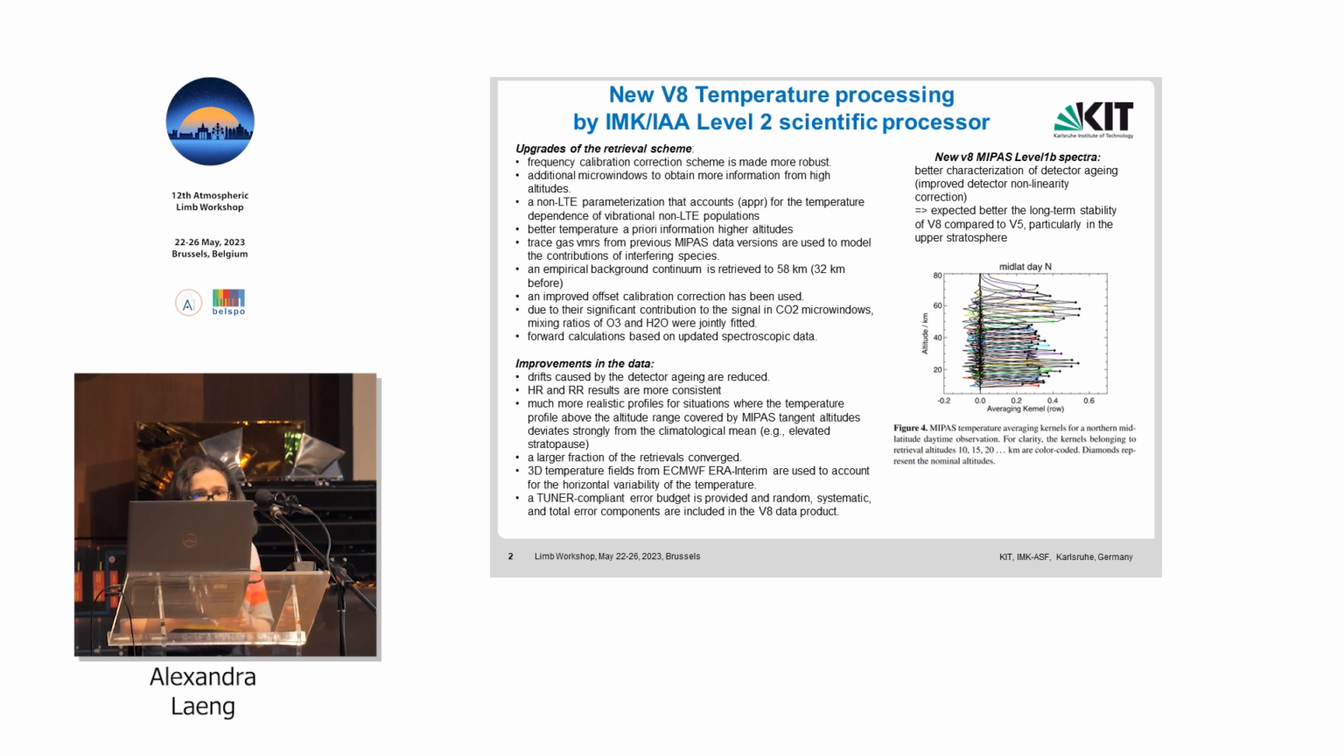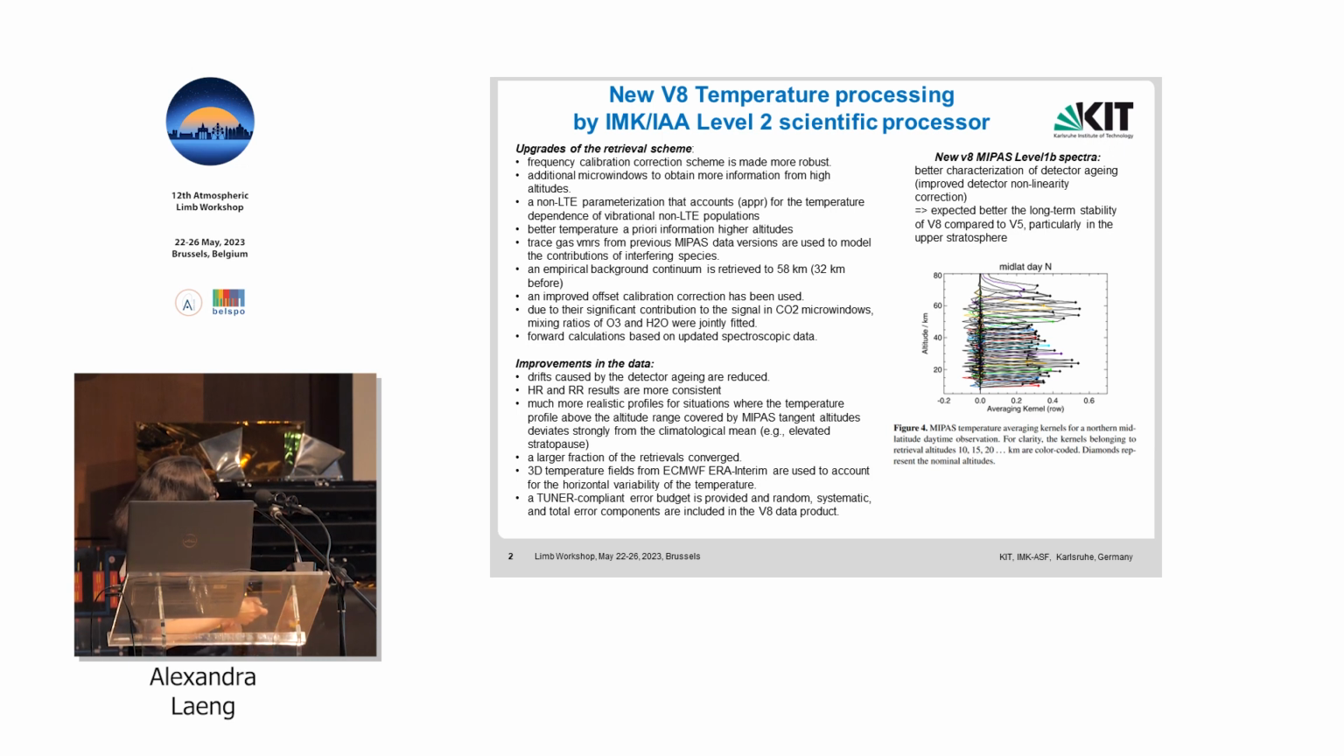Also, we have much more realistic profiles for the simulations where the temperature profile above the altitude range covered by MIPAS tangent altitudes deviates strongly from the climatological mean, for example in the elevated stratopause scenario. Also, a larger fraction of the retrievals converged, which is always good, always more data, compared to the previous version. Three-dimensional temperature fields from ECMWF ERA-Interim are used to account for the horizontal variability of the temperature. And the main feature of our latest version: a TUNER-compliant error budget is provided, and random, systematic, and total error components are now included in the data product. For the educated user, it's like a dream.